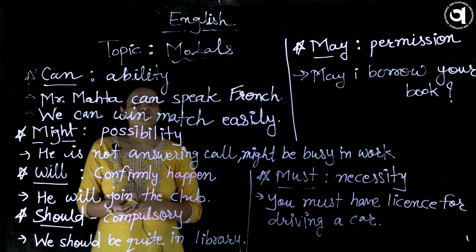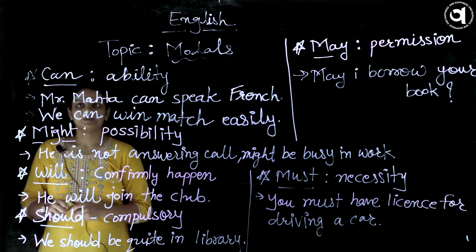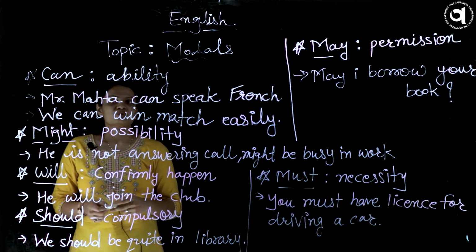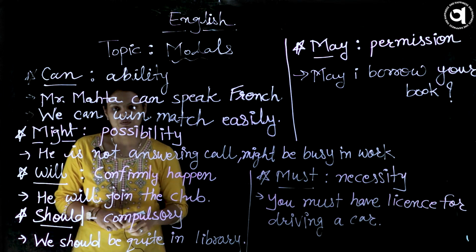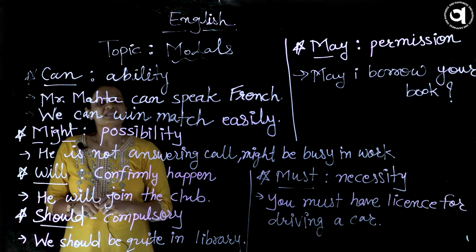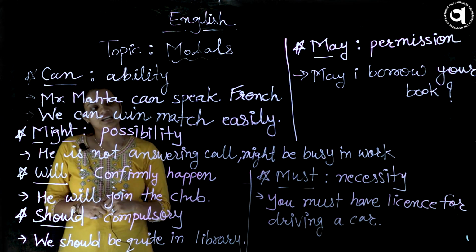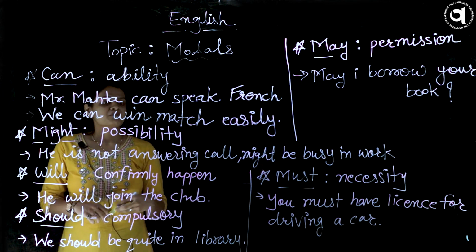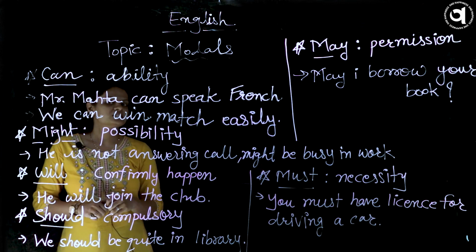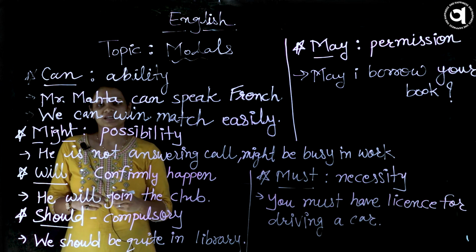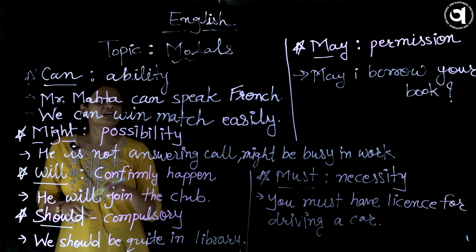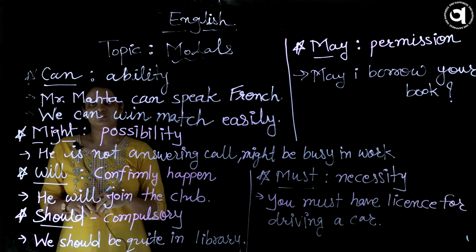So the first modal is can. We use can in our sentences to show the ability of the subject. If I say I can speak English properly, then it means I am able to speak English. So the word can indicates the ability of the subject, and the subject is me. So there are two examples of can.